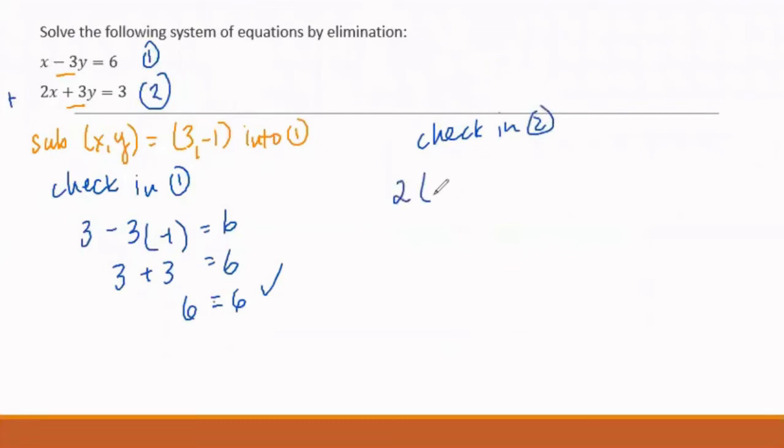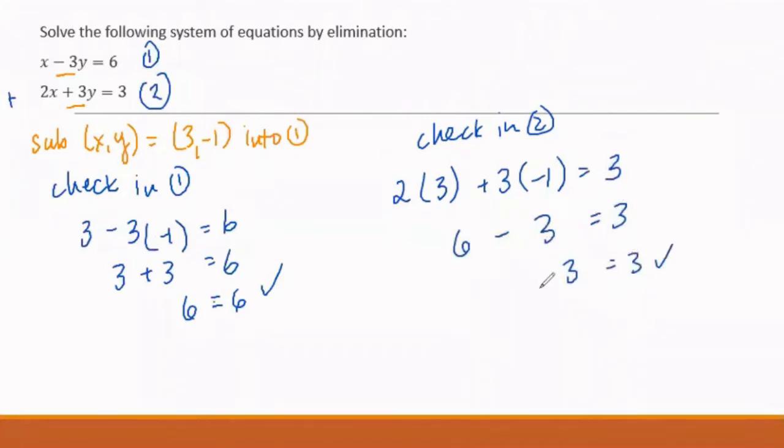So we have 2 times x, and x is equal to 3, plus 3 times y, and y is equal to negative 1, should be equal to 3. So I have 6 minus 3 equals 3. Yeah, absolutely, 3 is equal to 3. The point (3, negative 1) is also a solution to the second line, so therefore it is a solution to the system.